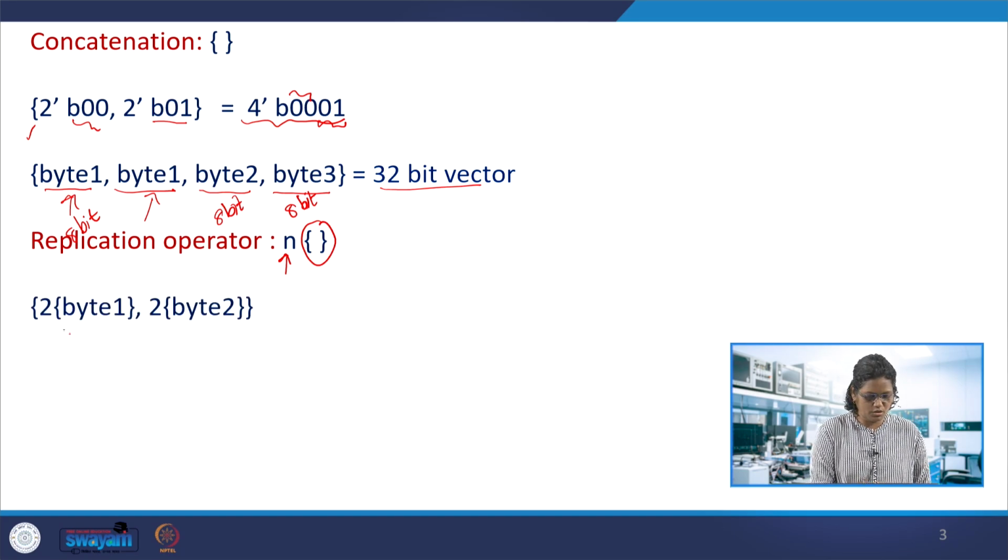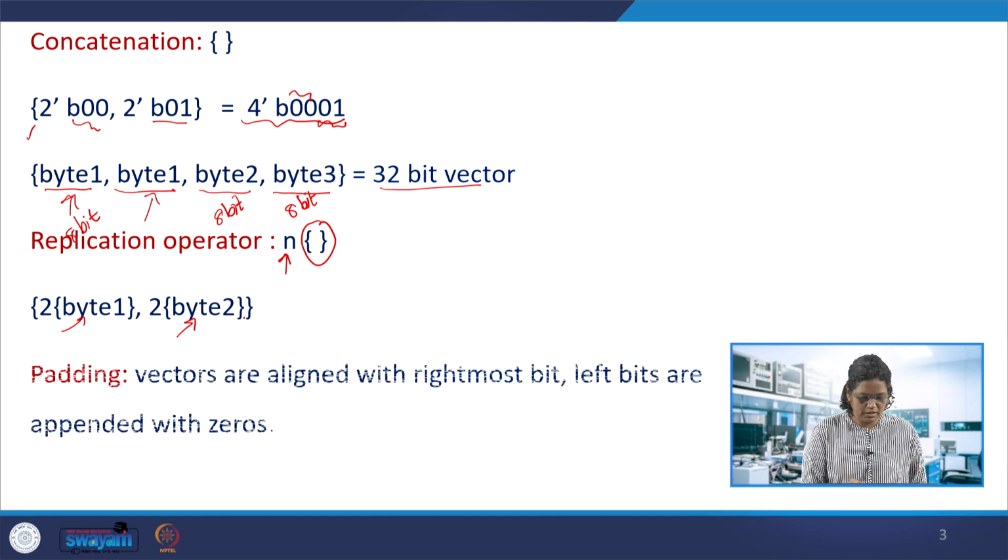So for example, 2 times byte 1 and 2 times byte 2. So here you would get 2 into the 8-bit byte 1, which is going to be replicated, that is 16 bits, and then 2 into byte 2, which is also 8 bits. In that case, 2 into 8-bit is going to be 16 bits. So you will get a 32-bit vector.